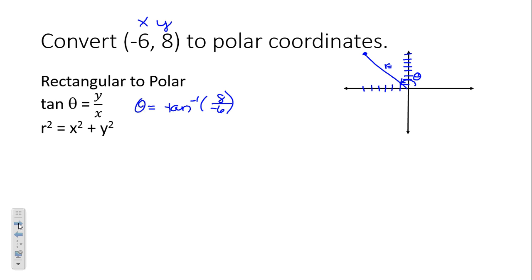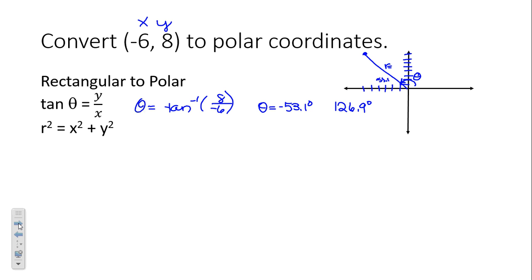So if it's a 53.1 degree angle, or a -53.1 degree angle, we want to find out what this angle is here. If our reference angle is 53.1, what are we going to do to find this other angle? Yes, so 180 minus 53.1 is 126.9. Okay, so we have a 126.9 degree angle.